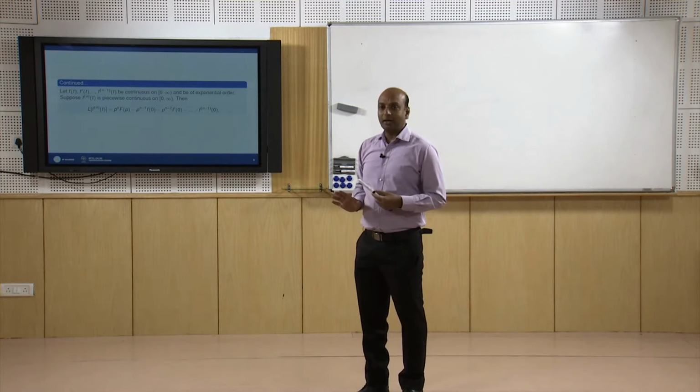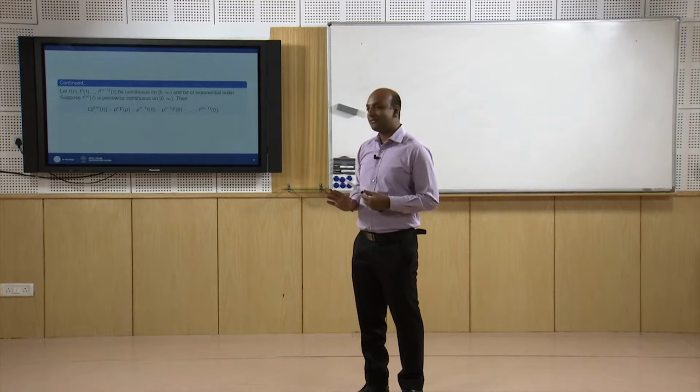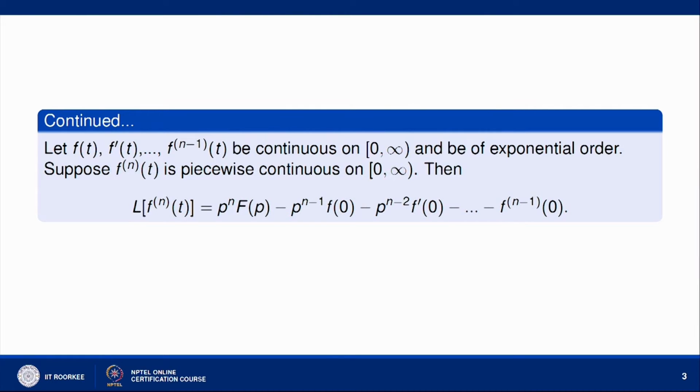When n equals 1, that is Laplace of f dash t, we have just proved that Laplace of f dash t is p F(p) minus f(0). When you substitute n equal to 1 in this expression, we get back the same expression, that is p F(p) minus f(0). Now, let us assume it to be true for n equal to k.